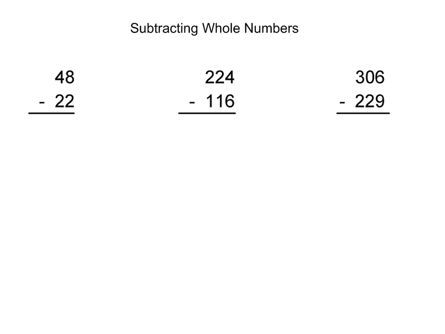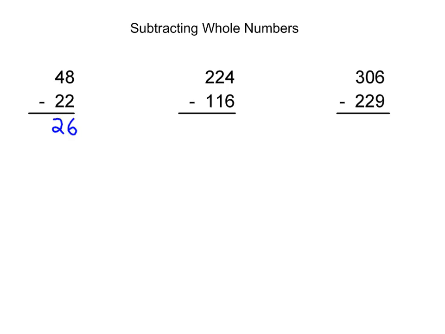Just as with addition, when subtracting whole numbers, we subtract digits in the same place value. So in this first problem, 48 subtract 22. First, 8 minus 2 is 6, and 4 minus 2 is 2. So this says that 48 subtract 22 equals 26.